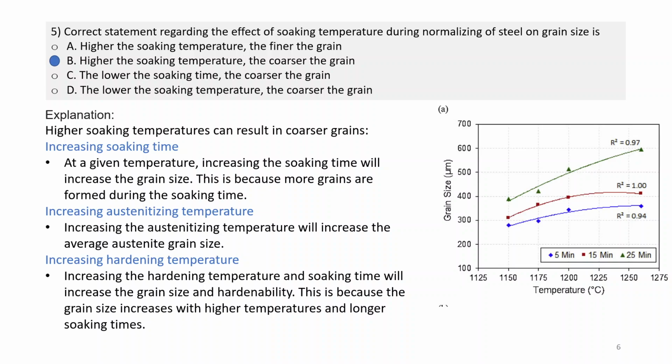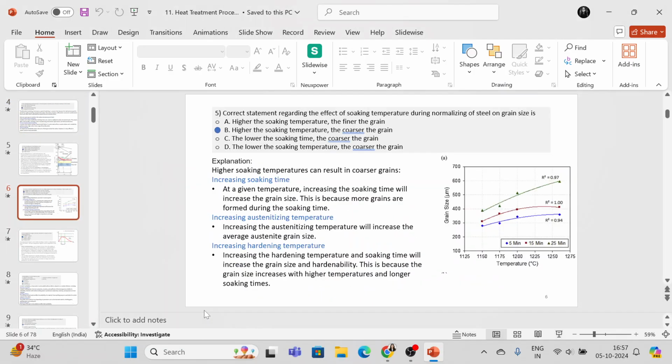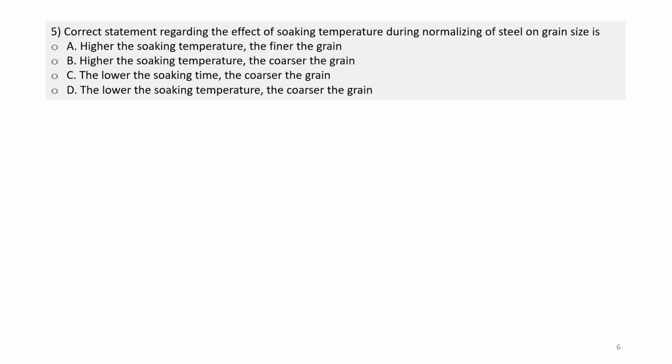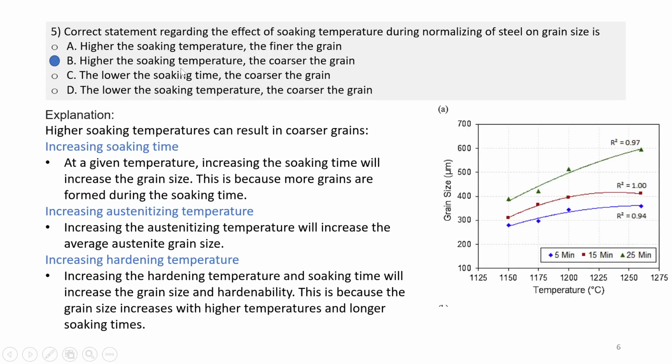Fifth: which is the correct statement regarding the effect of soaking temperature during normalizing of steel on grain size? So your options are: higher the soaking temperature, the finer the grain; higher the soaking temperature, the coarser the grain; the lower soaking time, the coarser will be the grain; the lower the soaking temperature, the coarser the grain. So the correct answer will be the second one.